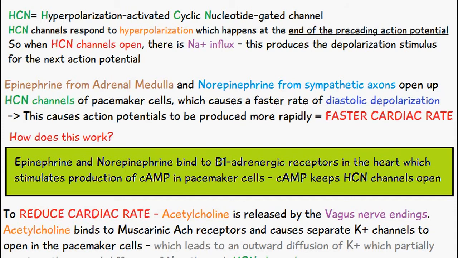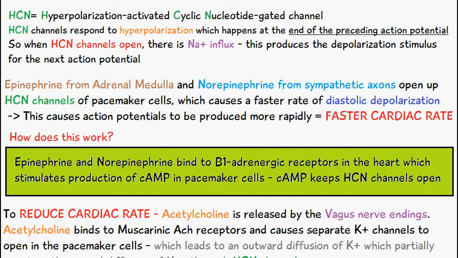So there are also some further chemical mediators or neurotransmitters which are involved, and for example, one of them is epinephrine, which is produced in the adrenal medulla, and we have norepinephrine, which is released from the sympathetic axons. And what they do is they open up these HCN channels of the pacemaker cells, and this causes a faster rate of this diastolic depolarization, and this in turn will cause more action potentials to be produced, and more rapidly as well. And then the overall effect is the increase in cardiac rate, so a faster cardiac rate.